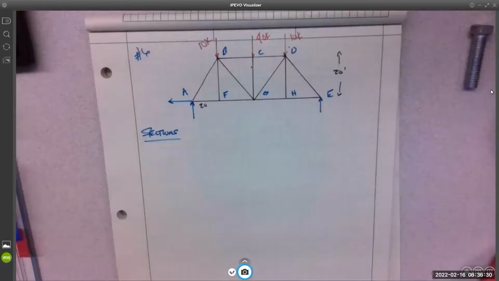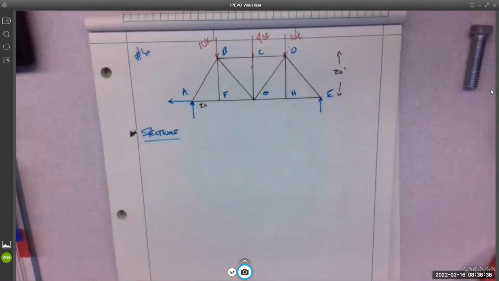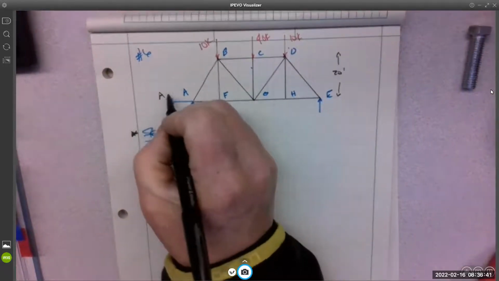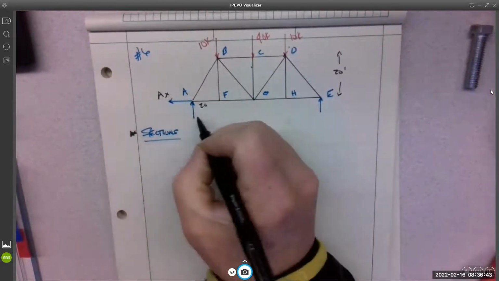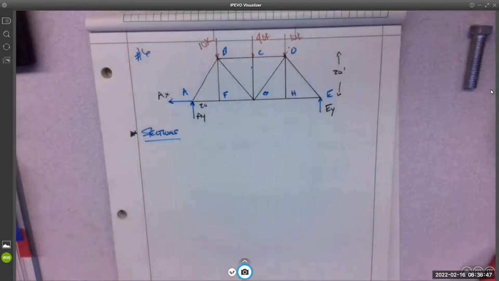All right, number 6 out of chapter 5. And we're going to do it by method of section. So it starts exactly the same, obviously, as the joint method. We have to find the reactions.